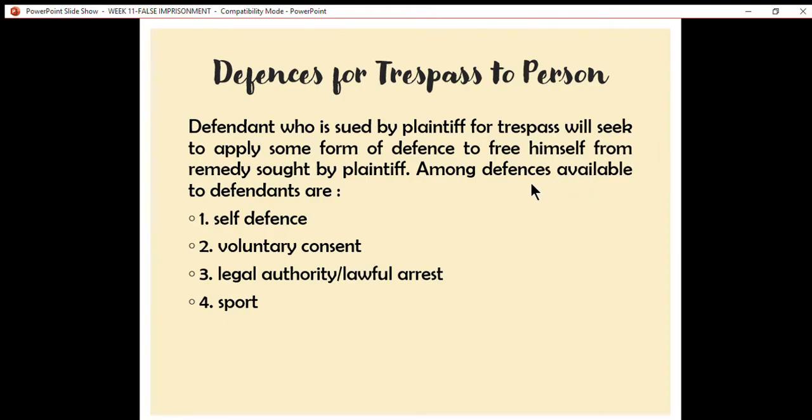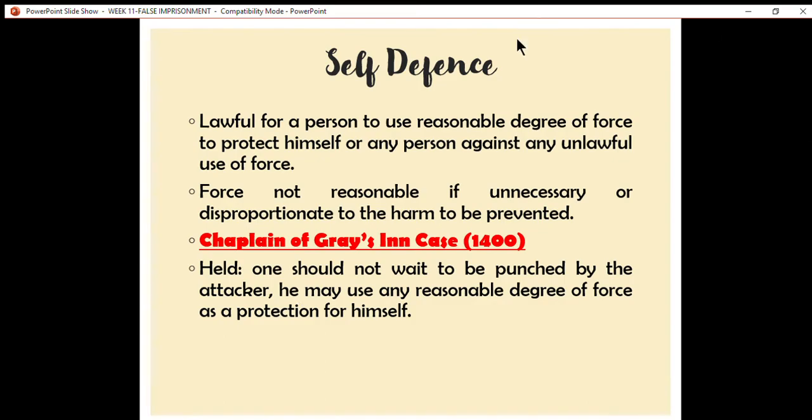So among defenses available to defendants are self-defense, voluntary consent, legal authority, lawful arrest, and sport. For example, self-defense. It is lawful for a person to use a reasonable degree of force to protect himself or any person against any unlawful use of force. Force is not reasonable if unnecessary or disproportionate to the harm to be prevented. So it must be done necessarily. Bila terpaksa, then you can use the force.